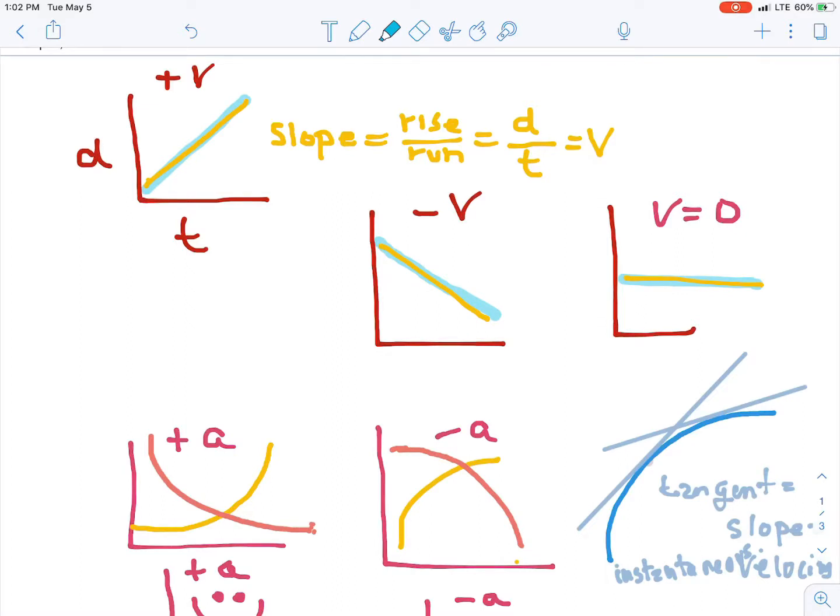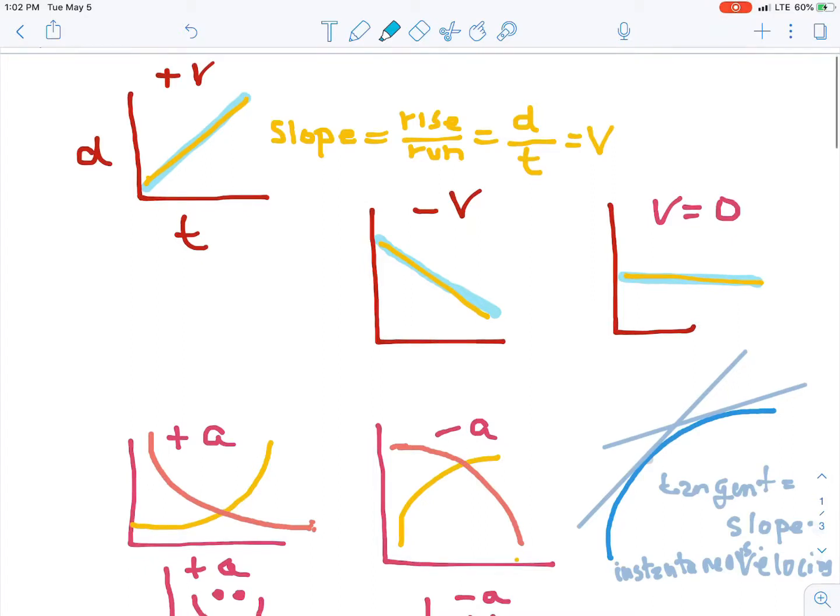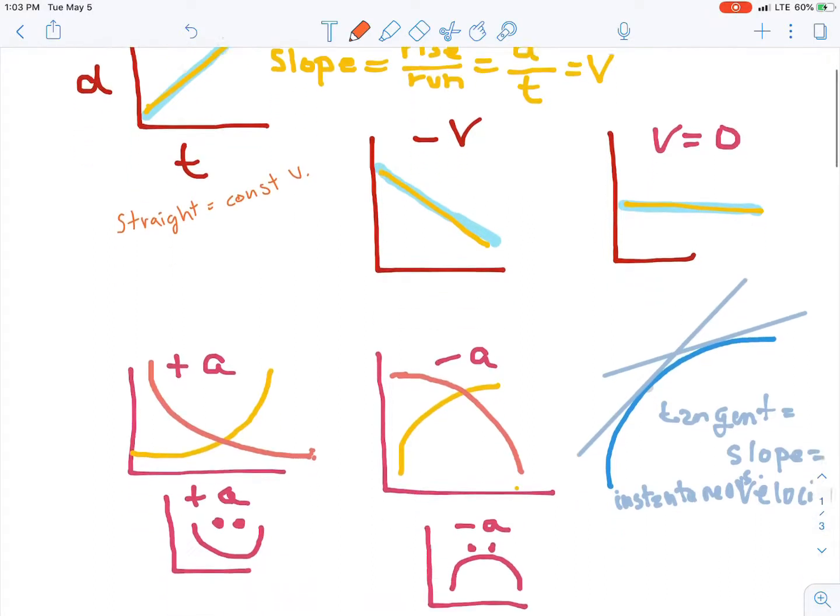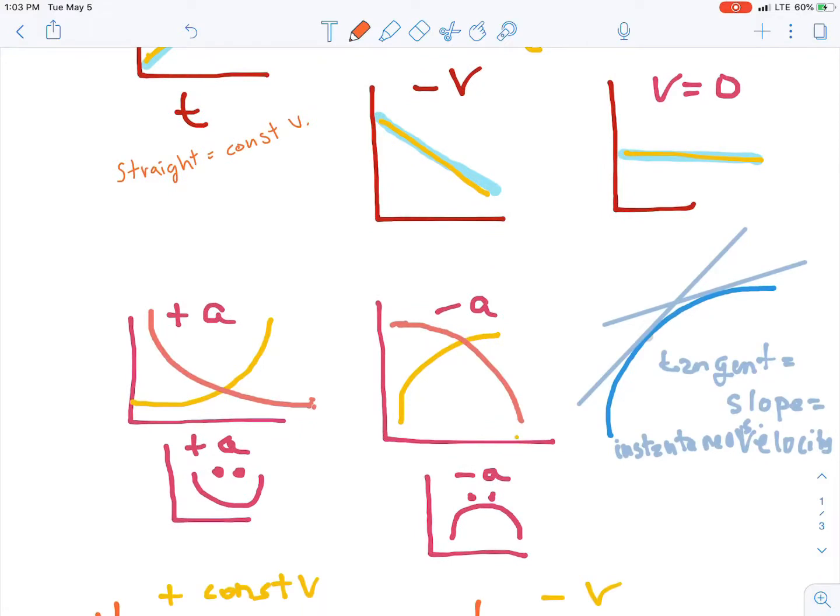So when you're doing these graphs, straight line, constant velocity. Okay? Straight equals constant. And this is a distance time graph. Hey, you want to know what acceleration looks like? Well, let's look right down here. Acceleration is going to be a curve.